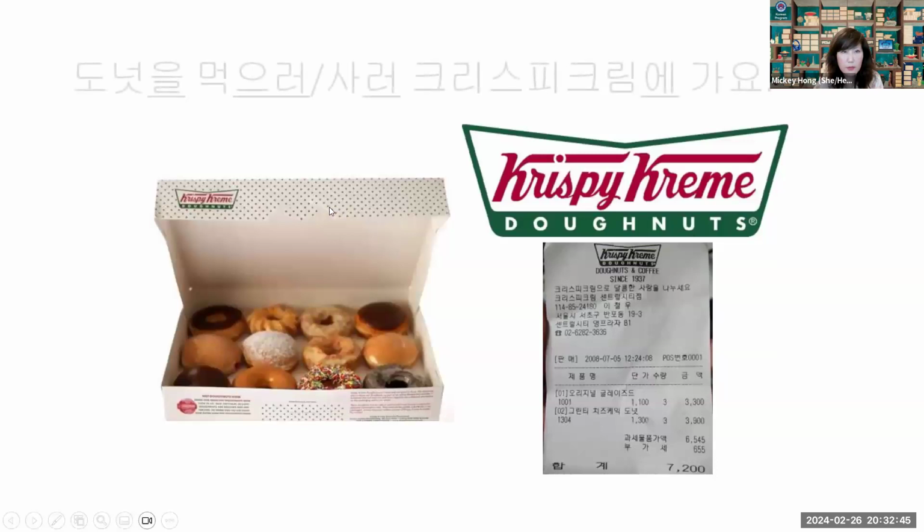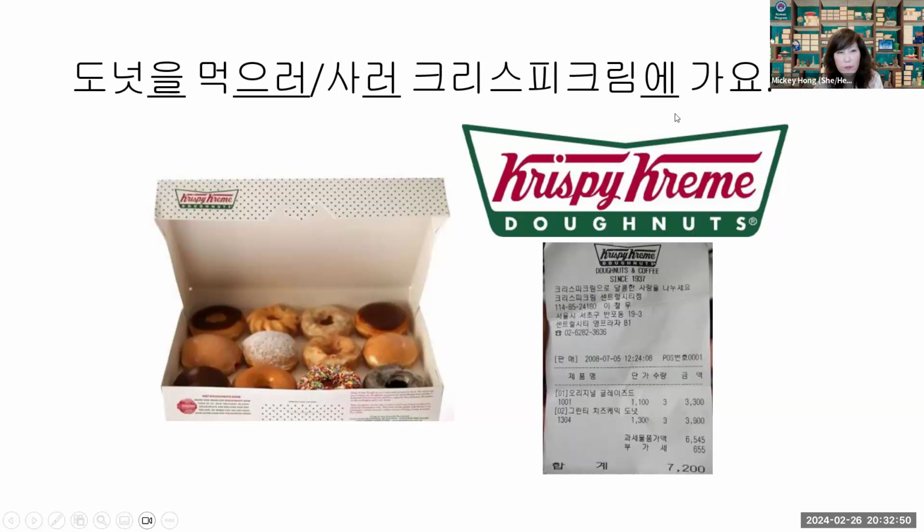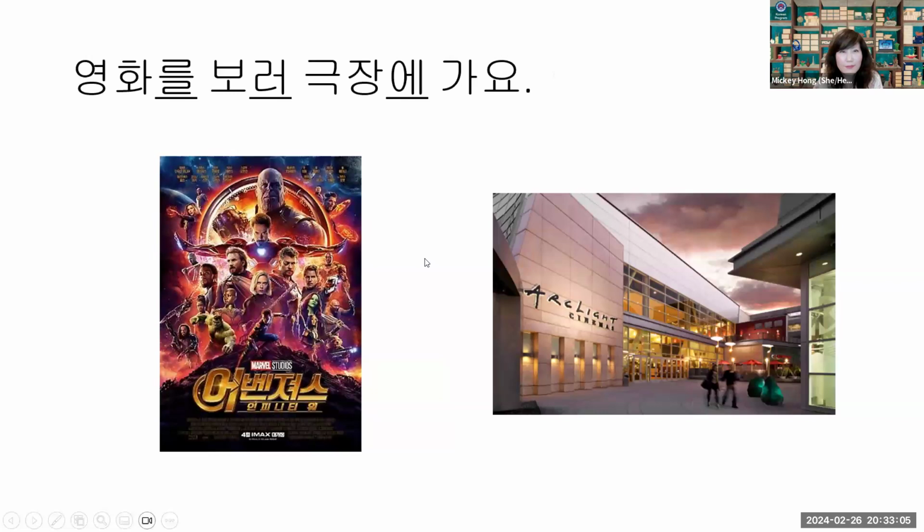도넛을 먹으러 사러 크리스피 크림에 가요. In order to eat or buy a donut, you're going to Krispy Kreme. They do have green tea cheesecake donut at Korean Krispy Kreme. 영화를 보러 극장에 가요. In order to watch a movie, you're going to the theater.